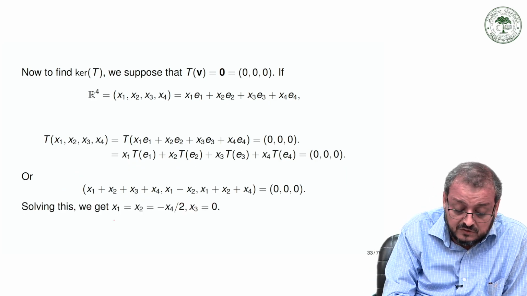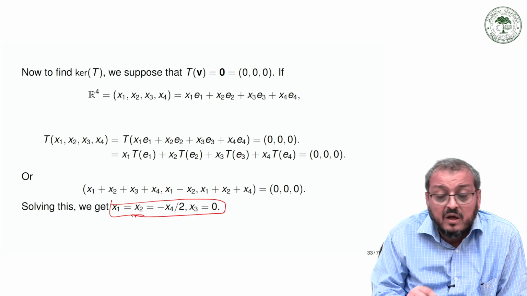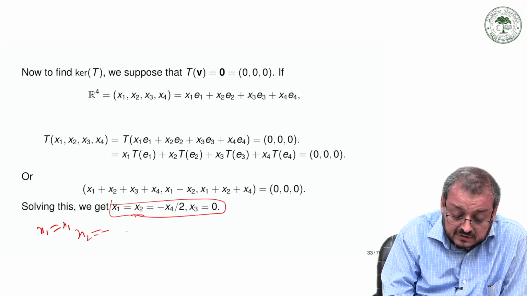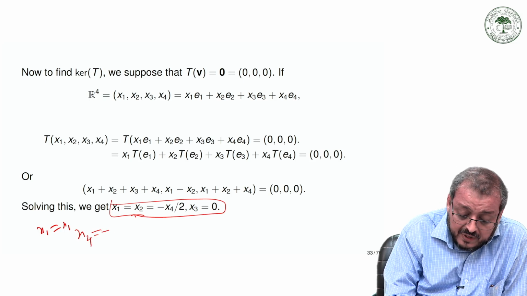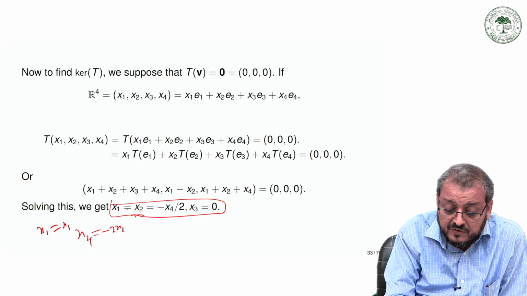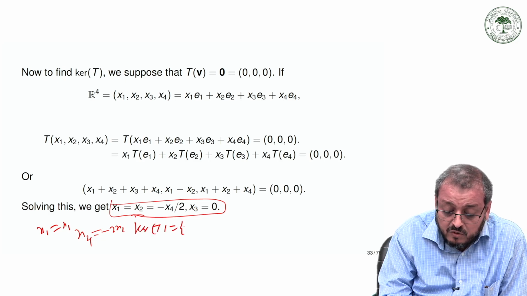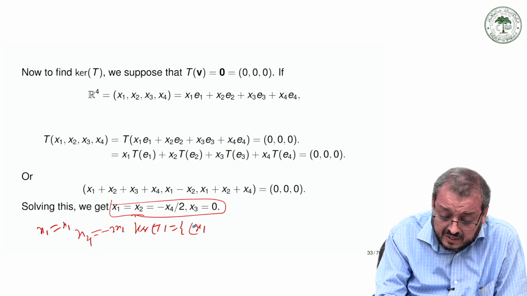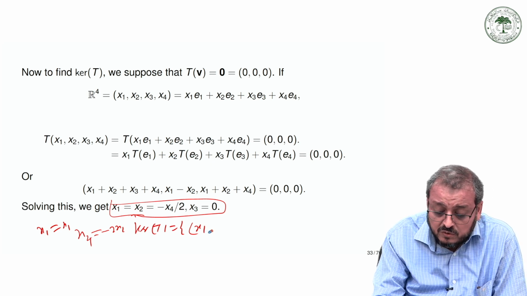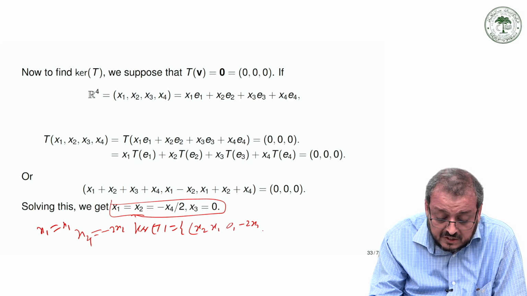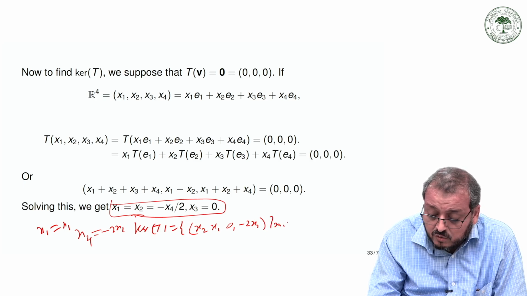So we simplify this to get x1, x2, x3, because x1 is equal to x2. Since x4 is equal to minus twice x2, x2 is equal to minus x4 by 2. Directly, we can say that the kernel of T is of the form (x2, x2, 0, minus twice x2), such that x2 is an element of R.